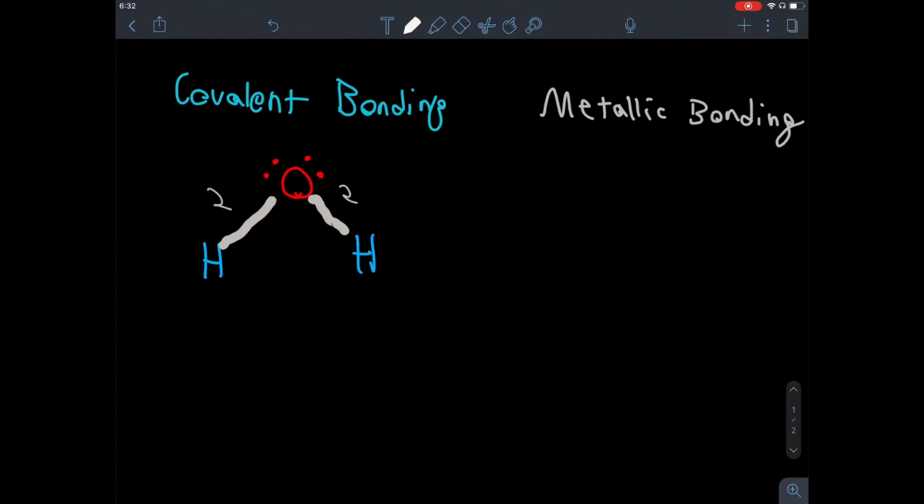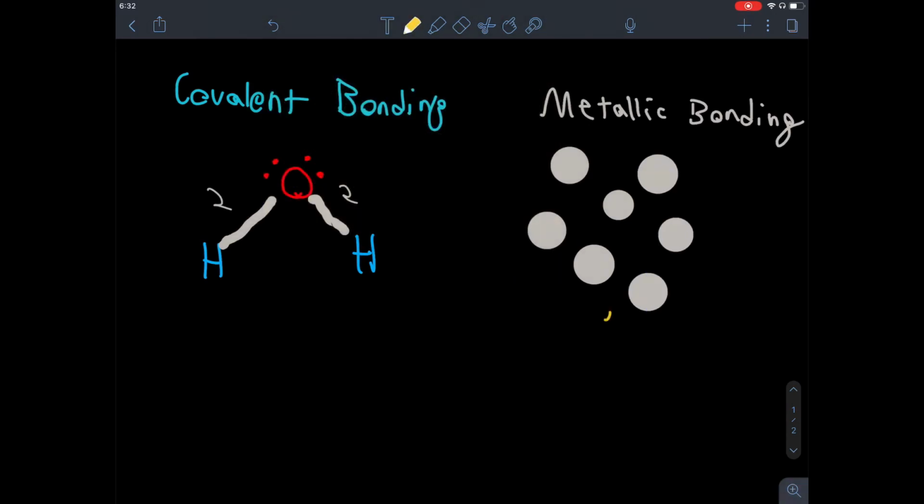Let me draw it out. So here are the metal atoms. And here are the negatively charged electrons. These electrons within the bonds of the metal atoms are able to move freely and this gives the standard properties of metal. They're malleable, ductile, and conduct electricity due to the connected electrons and their charge.